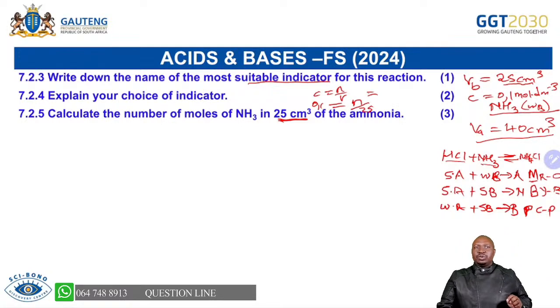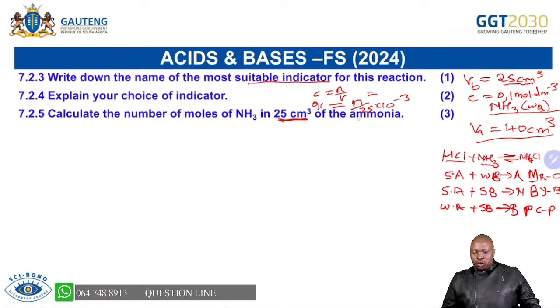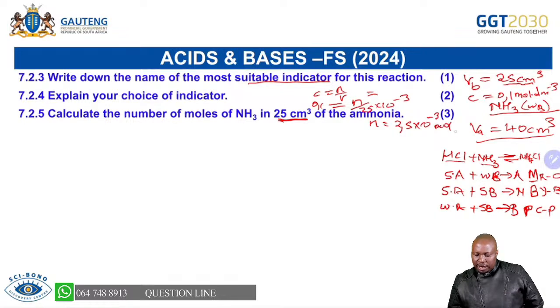That's where our learners lose these marks. You always convert to the correct SI unit. In this case, it must be in cubic decimeter. So you must divide by 1,000 or multiply by 10 to the power of minus 3. So the number of moles here will become 0.1 times 25 times 10 to the power of minus 3, which, if our math is correct, is 2.5 times 10 to the power of minus 3 moles. So you are able to do the calculation.